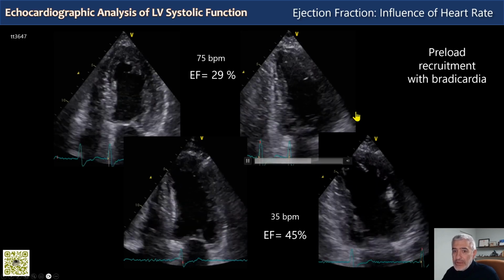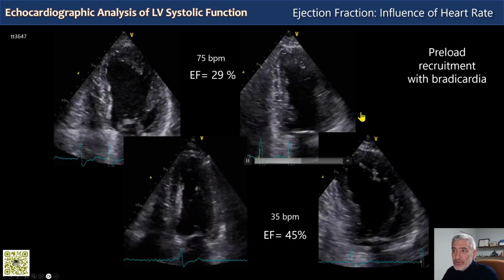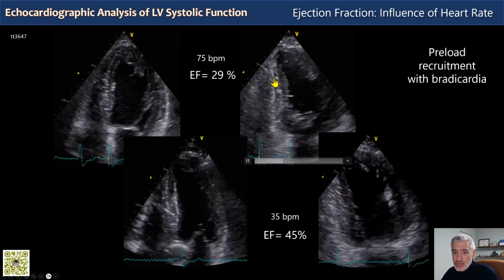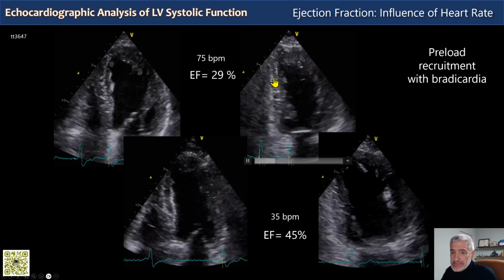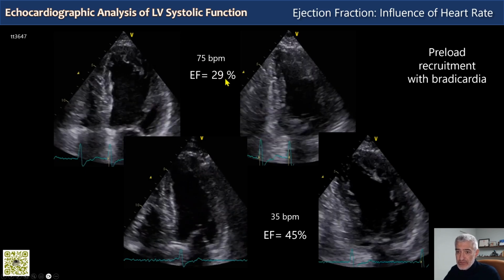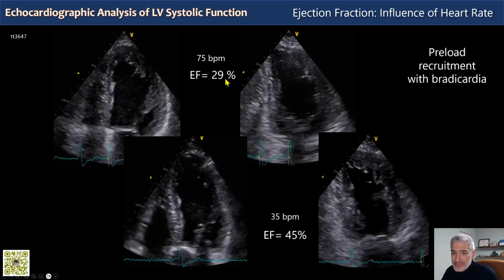And now a quick look at the influence of heart rate on ejection fraction. In the upper panels, 4-chamber and 2-chamber, the patient has a normal heart rate of 75 beats per minute and a severe reduction of ejection fraction. It is 29%.